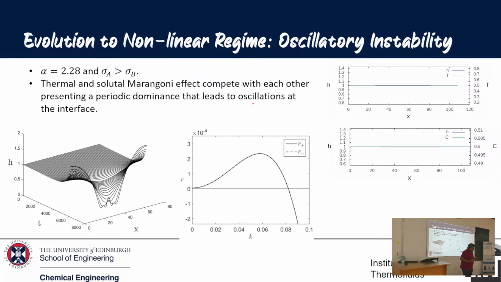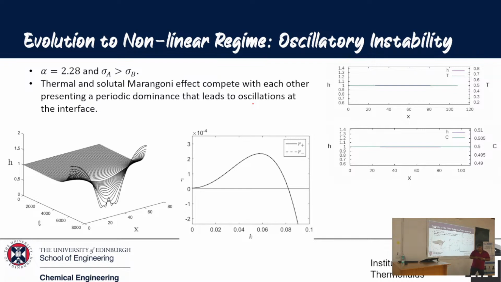And is there any critical amplitude of the sinusoidal? Yes, there is. From what I remember, I think it's about 10% of the interface thickness. Yeah. And in terms of this oscillatory instability, because thermal Marangoni and concentration Marangoni are in opposite directions, we still have the ratio of thermal Marangoni and the concentration Marangoni. So, can that ratio somehow govern whether the film will be breaking or not? Yes, it does. You're absolutely right.